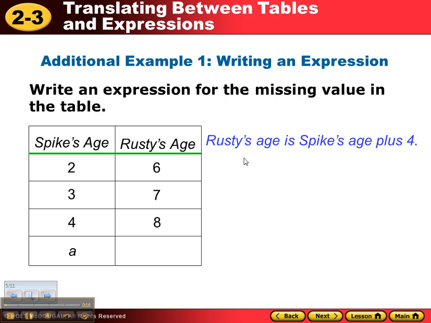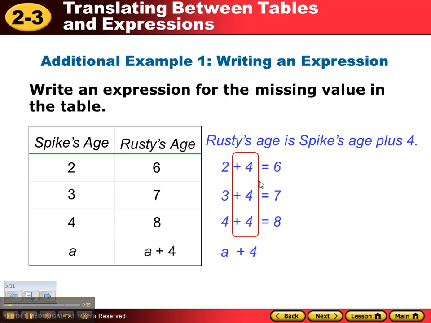What I notice is that Rusty's age is Spike's age plus 4. So 2 plus 4 is 6, 3 plus 4 is 7, and 4 plus 4 is 8. Again, my common thing is every single time I'm adding 4 to it. So if I have A for Spike's age, I'm going to also add 4 to that. So for Rusty's age, I'm going to get A plus 4 for my rule for this table. So when Spike's age is A, Rusty's age is A plus 4. It's always going to be 4 more.